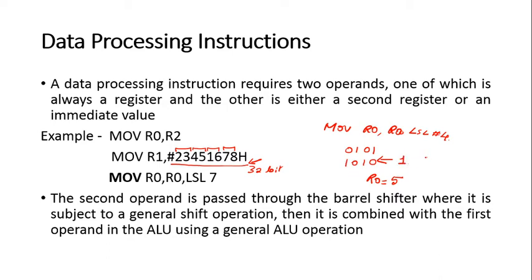So this is equivalent to multiplying by 2. This number is as good as multiplication by 2. So this 5 becomes 10. This is 5, and now it has become 10. Correct? So 2 into 5 is 10, which is A in hex. If you shift it again, this becomes 1 0 1 0, and this is 0.